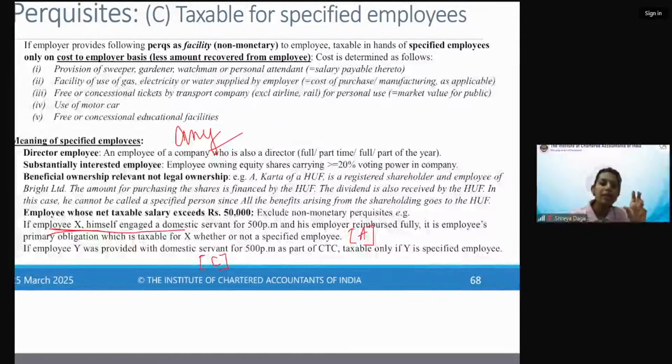तो अगर उस कंपनी के 20% से ज्यादा इक्विटी शेयर्स या वोटिंग पावर एक आदमी के पास है, beneficial owner of more than 20% shares or voting power of the company is a substantially interested employee. ठीक है. अगर सम में प्रेफरेंस शेयर्स हो तो प्लीज देखना वेदर दे कैरी वोटिंग पावर और नॉट, क्योंकि इक्विटी शेयर्स तो जनरली वोटिंग पावर होल्ड करते हैं. प्रेफरेंस शेयर्स हो तो इफ दे आर हैविंग वोटिंग पावर देन this is relevant for you. If they are not having voting power तो वो स्पेसिफाइड एम्प्लॉय नहीं बन पाएगा.